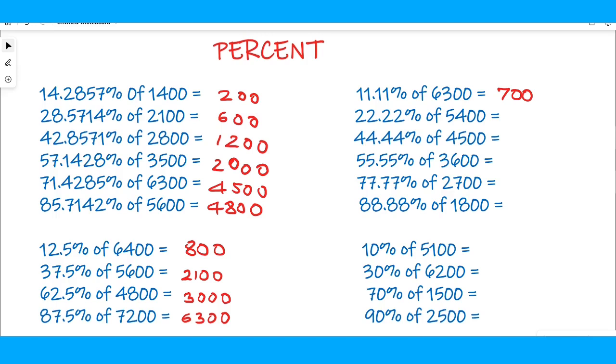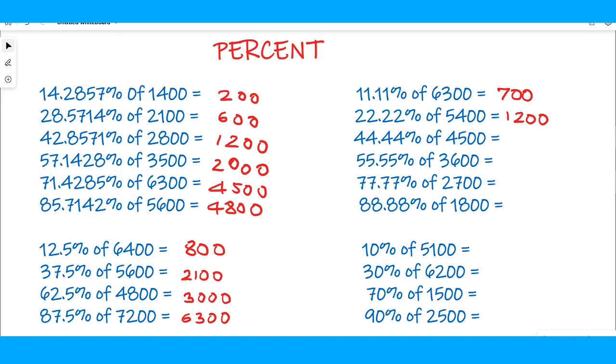22.22% is 2 upon 9. Hence 22.22% of 5400. First we calculate 1 upon 9 of 5400, which is 600, and double of 600 is 1200. So we write 1200. This is 22.22% of 5400.